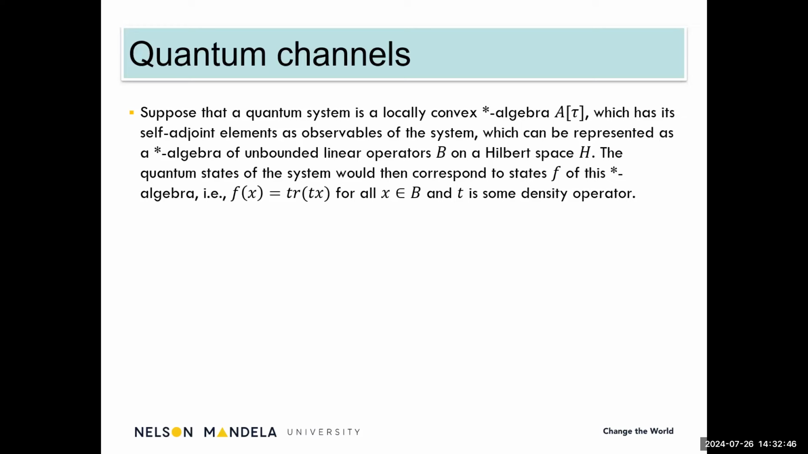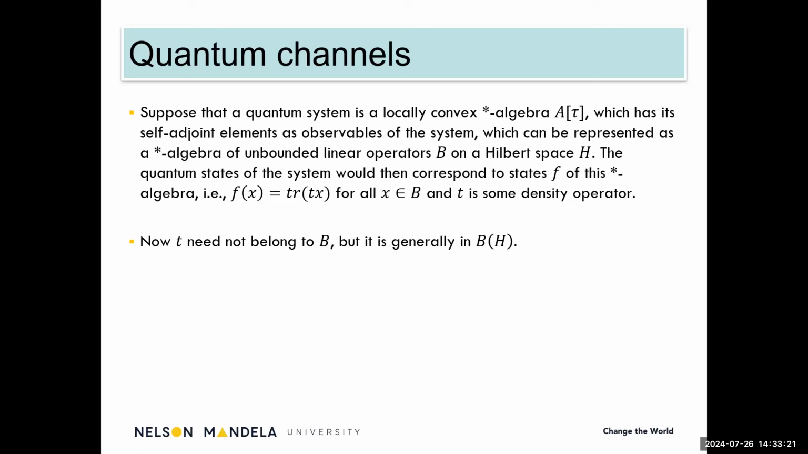And then we assume that the quantum states of the system correspond to states of the star algebra of unbounded operators. So we'd say f of x would then be the trace of T x for all x in B. Notice what B is. B is the star algebra of unbounded operators, which is represented by that locally convex algebra. And where T is some density operator. So we make that assumption.